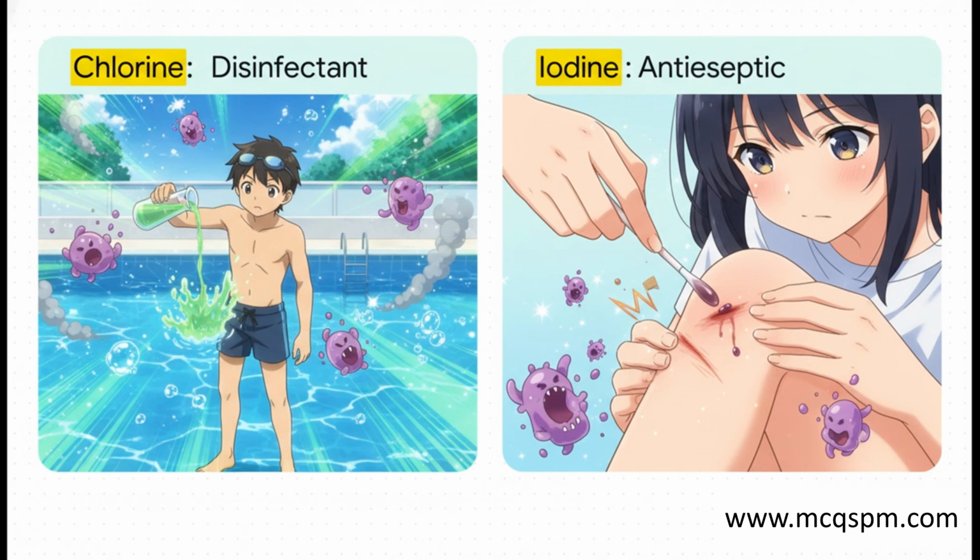As we see in questions like MRS 2019-A35, chlorine is an awesome disinfectant. We use it to kill bacteria in swimming pools and our drinking water. Then you have its cousin, iodine. It's also a killer, but we use it as an antiseptic to clean cuts and wounds, a fact that's been tested in questions like JOH 2024-B7. See? Same family, but slightly different jobs.